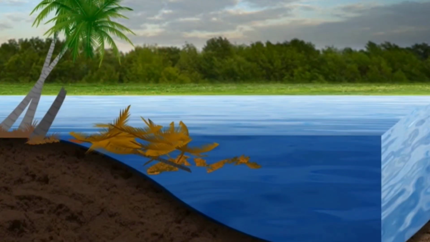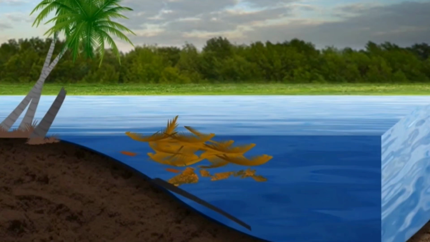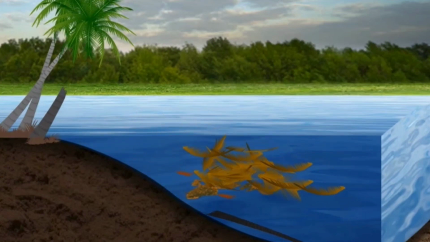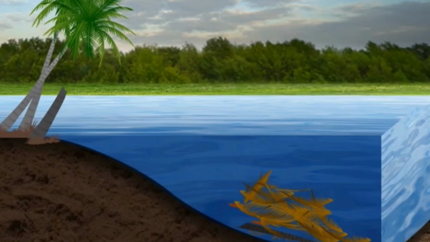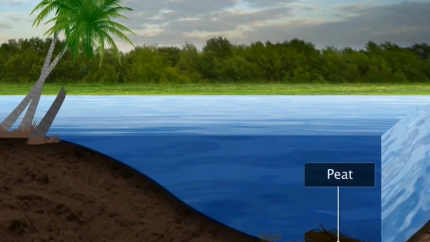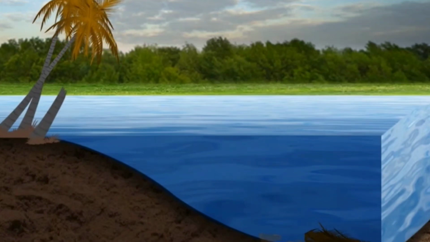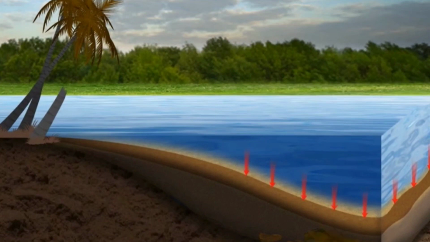Due to the lack of oxygen underwater, the dead plants did not decay completely. Instead, they turned into a layer of peat. With the passage of time, sediments brought in by the movement of water covered the peat, compressing it and burying it deeper. High pressure and temperature turned the peat into a soft brown coal called lignite.